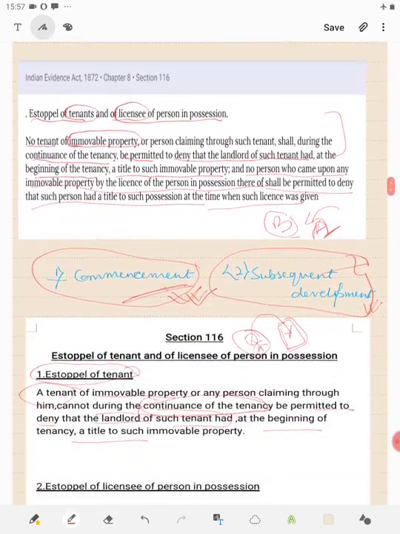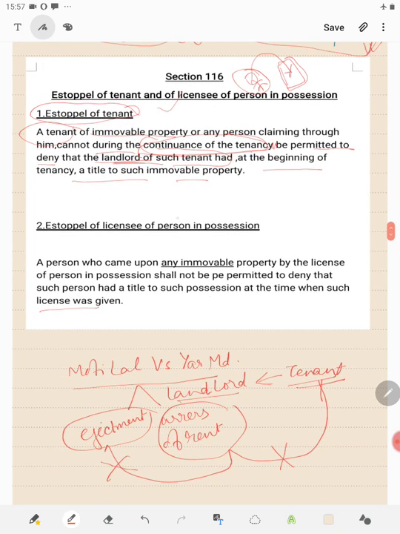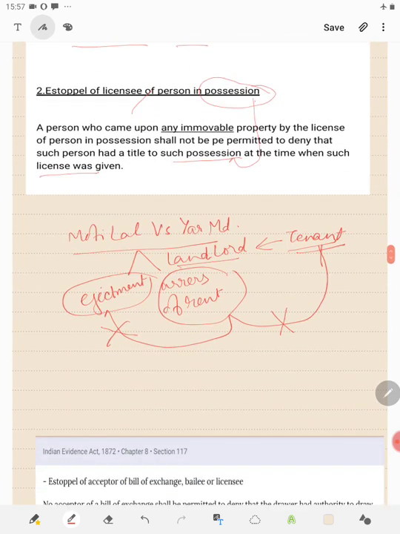And 116 says two things: estoppel of tenant, that he cannot deny that the landlord had no right to the immovable property during the continuance of tenancy, and estoppel with regard to a licensee from a person in possession. The person who gets the license cannot deny that the person in possession has no right to give the license. However, remember, it is regarding the time of commencement of the tenancy or the license. About subsequent developments, certainly evidence can be given and no estoppel would apply.